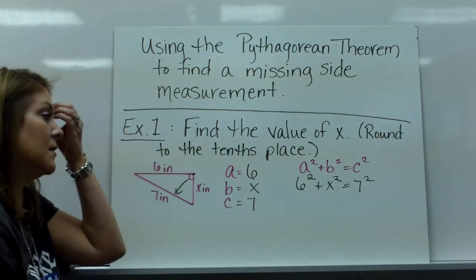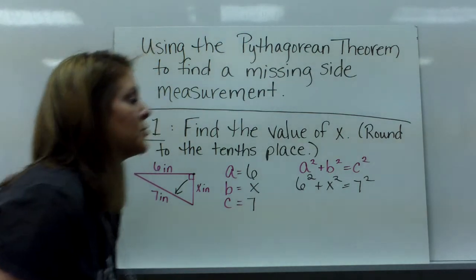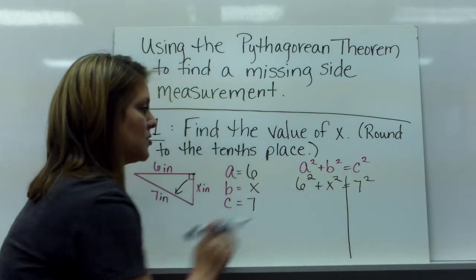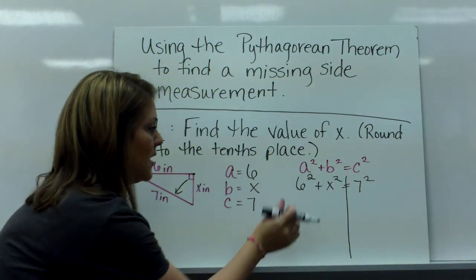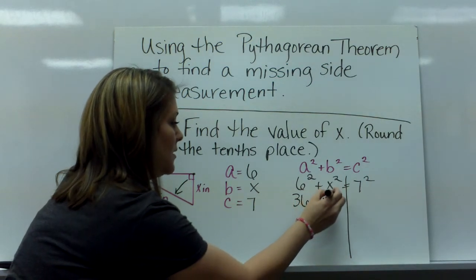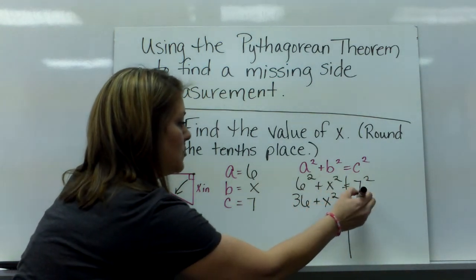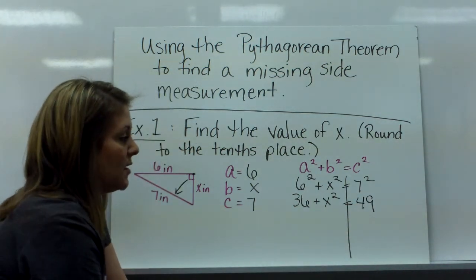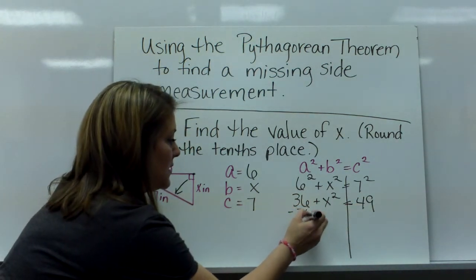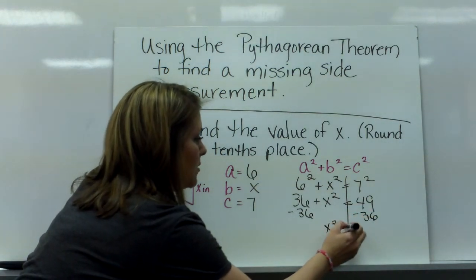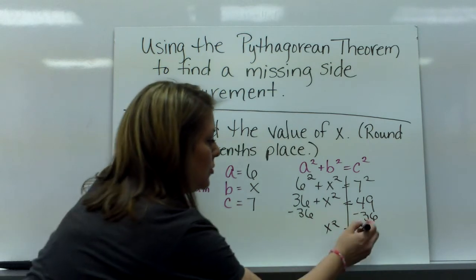So we're going to plug these into our formula. Okay. Now we need to get x by itself, so we're solving the equation for x. So let's go ahead and get rid of these exponents. 6 squared is 36. X squared, we're going to keep it x squared. 7 squared is 49. So we're going to begin to get x by itself. So I'm going to subtract 36 on both sides. So x squared is equal to 13.